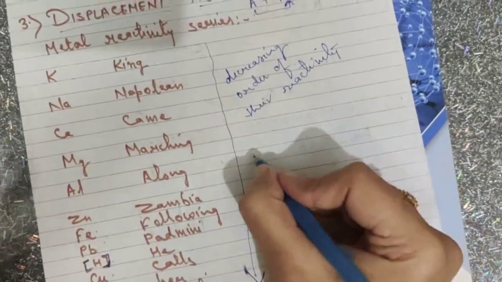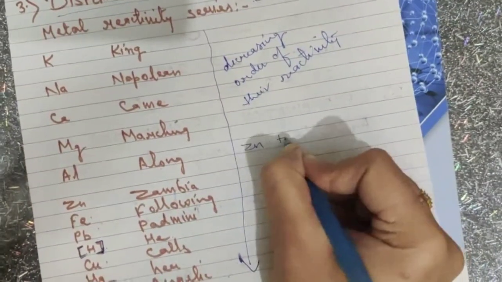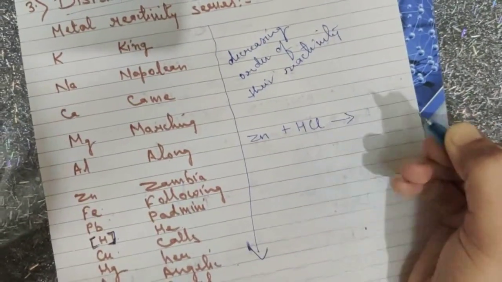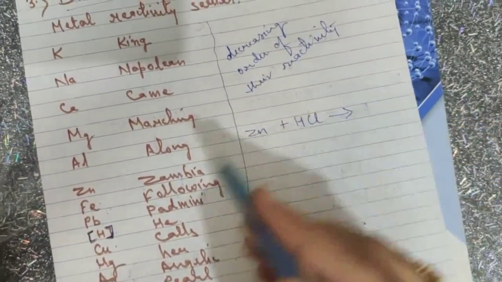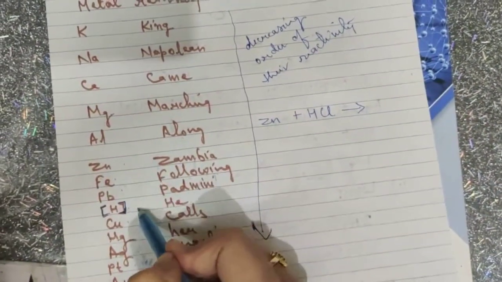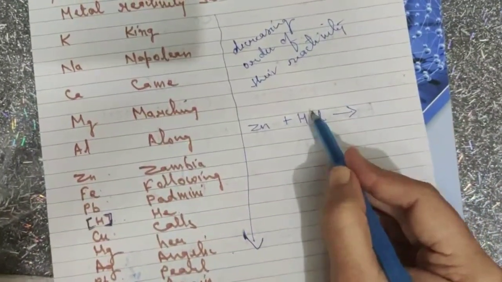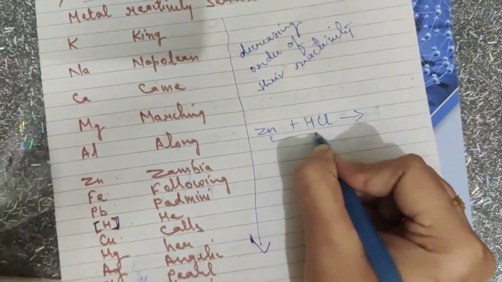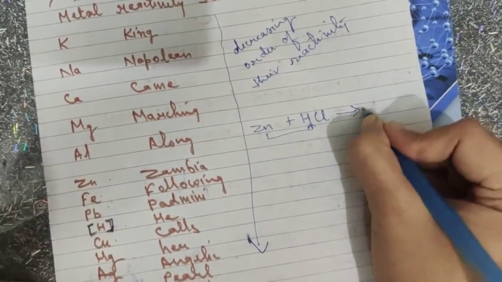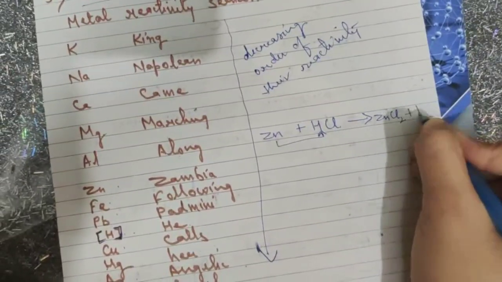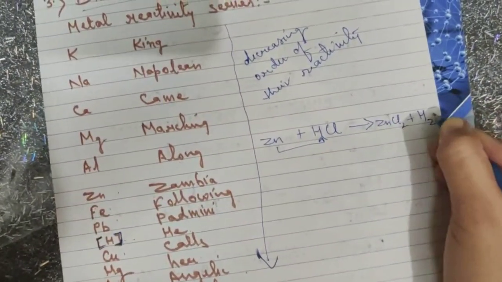Like zinc, when it reacts with HCl, what will be the product? You can see here that zinc is present above hydrogen. So zinc has the power to displace hydrogen from this acid. Zinc will displace hydrogen and form the product ZnCl2 plus H2. Hydrogen gas will be evolved.